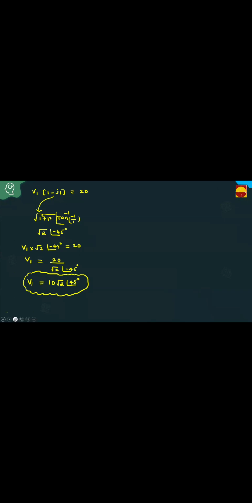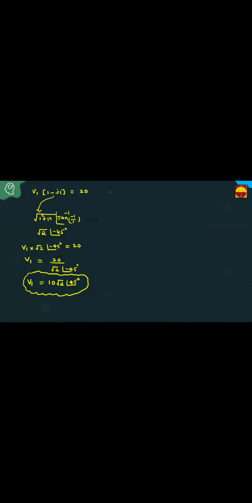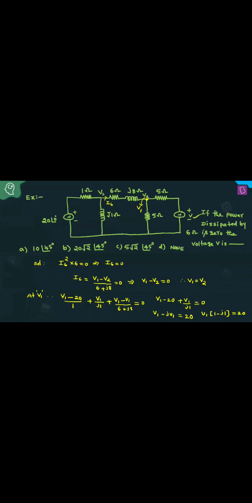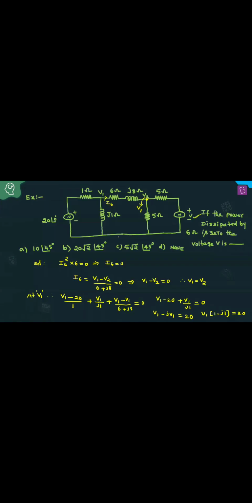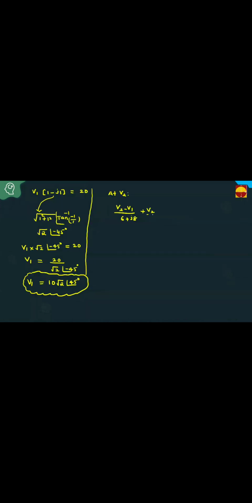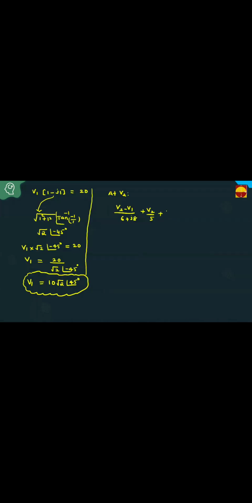Then to find V, apply nodal analysis at V2. At V2: (V2 minus V1) by (6 plus j8), next V2 by 5, next (V2 minus V) by 5, equal to 0.